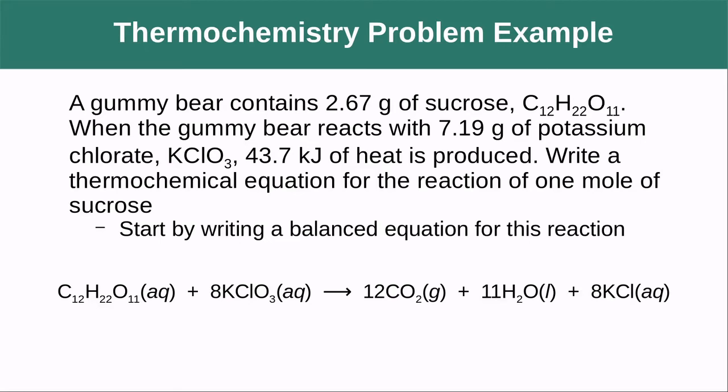So we're going to start by writing a balanced equation for this reaction. It's a little bit of a tricky one, but I did it for you down here. We're going to start off with this guy and add 8 moles of our potassium chlorate. This is a combustion reaction, so we're going to wind up with CO2, water, and finally potassium chloride salt as the breakdown product of our oxidizing agent, potassium chlorate.